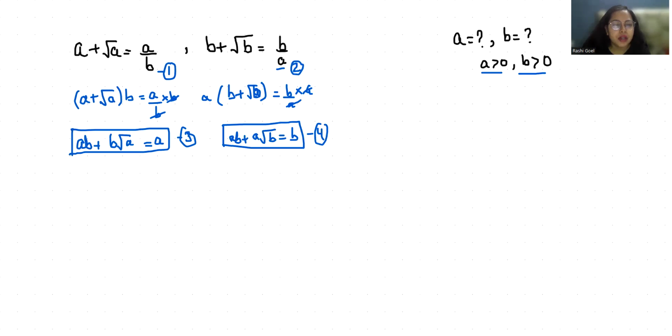Now we are going to subtract 3 and 4. So ab plus b root a minus ab minus a root b is equals to a minus b. So this ab cancel. So b square root a minus a square root b is equals to a minus b.